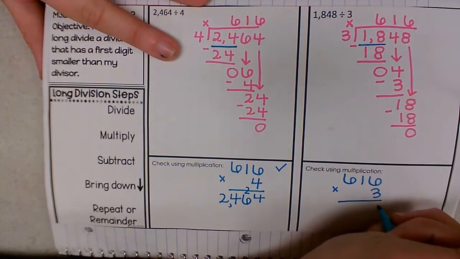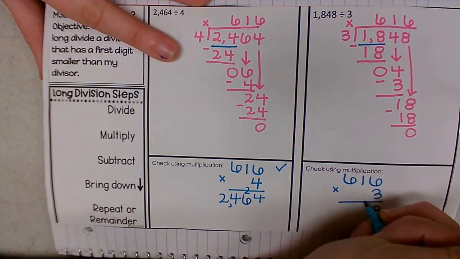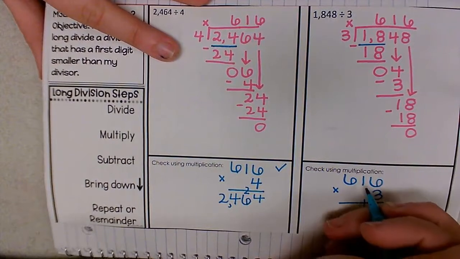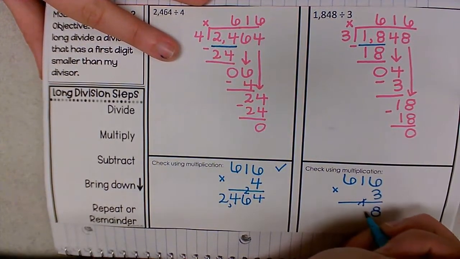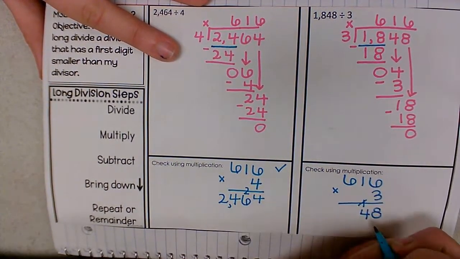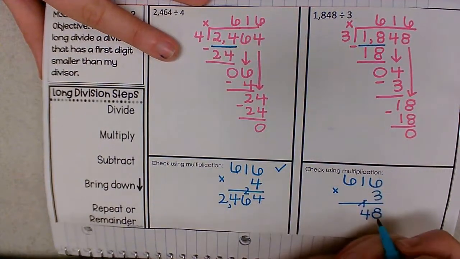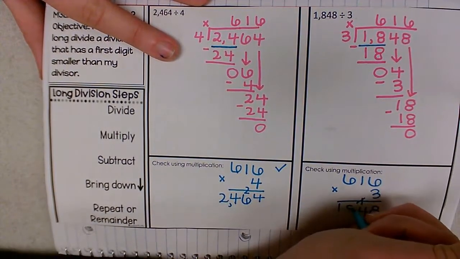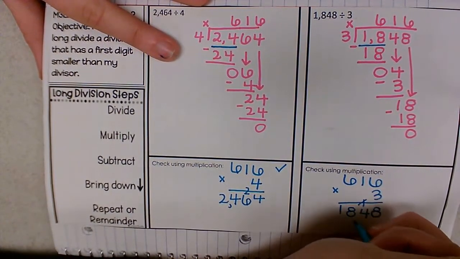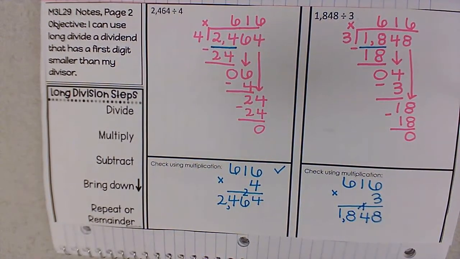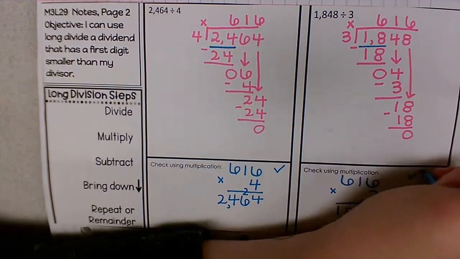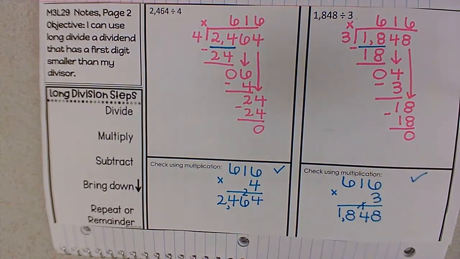6 times 3 is 18. 3 times 1 is 3. Plus 1 more, 4. 3 times 6 is 18 again. 1, 2, 3, whee! And our product is 1,848. Yet again, we are correct. It is time for us to practice this skill in our problem set today.